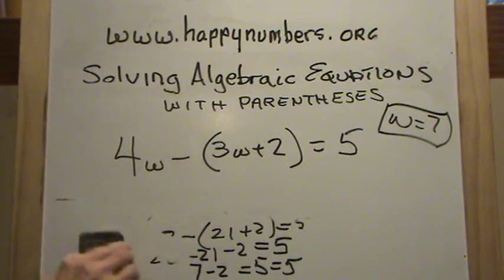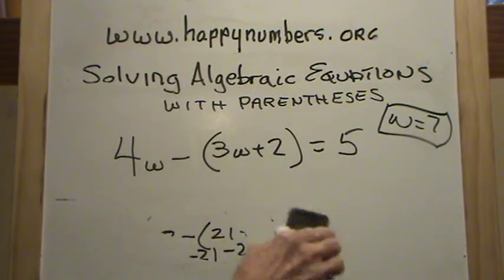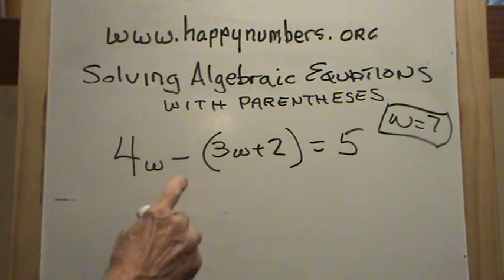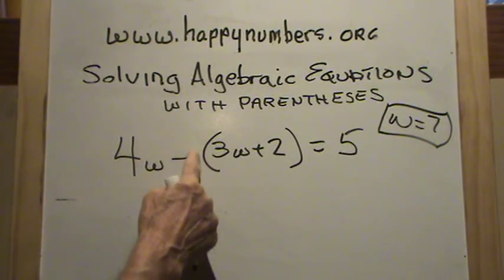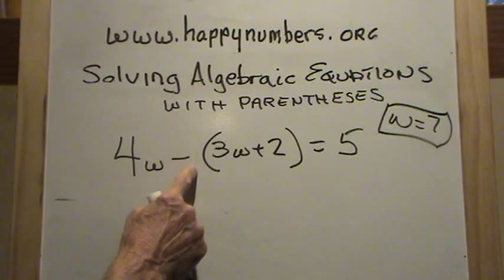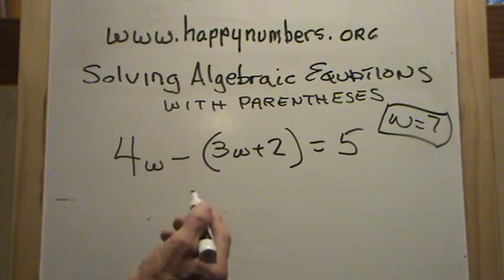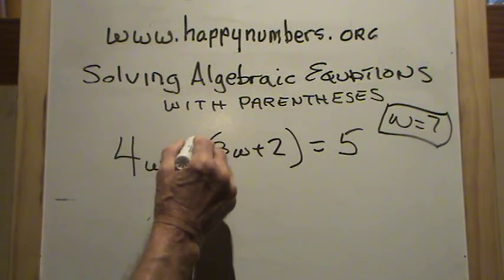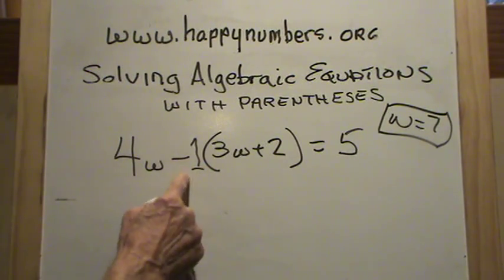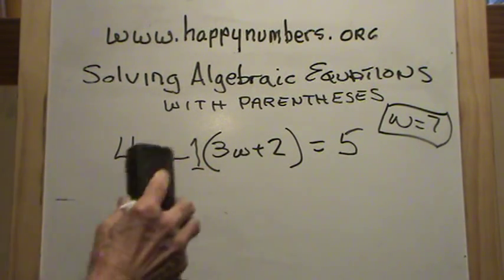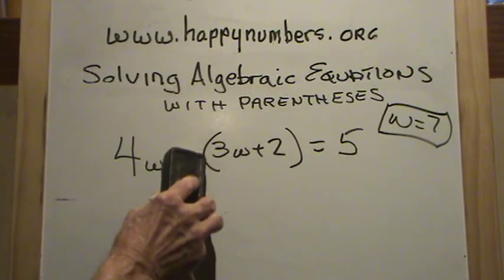Again, let me just review this skill set here. The key thing is to realize there is a negative 1, even though it's not written. In fact, if you want to, you can actually write it in so that you don't forget it's there. But generally in the problem, you will not see it.